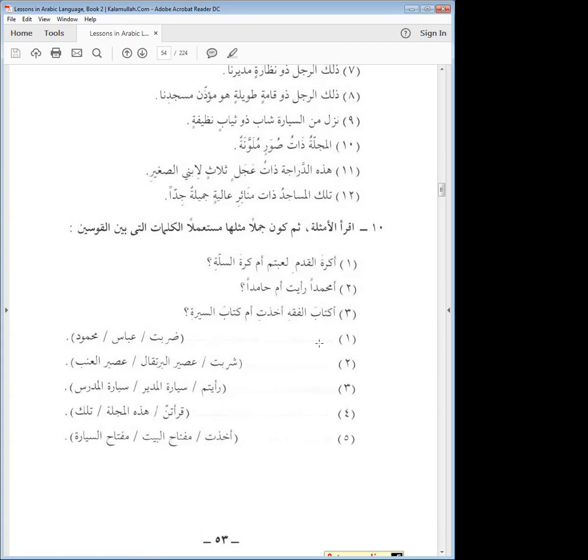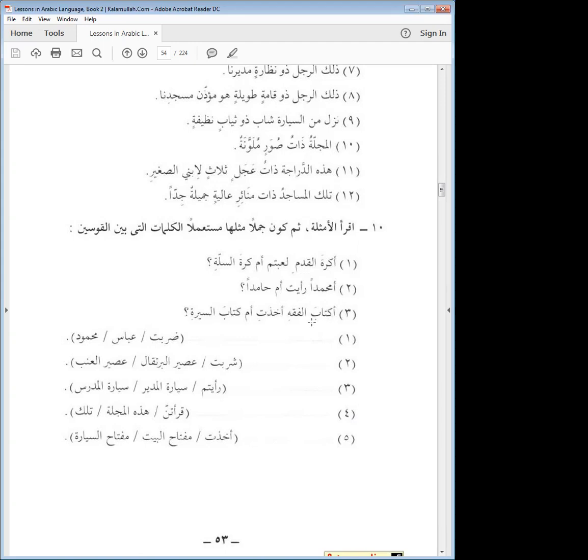Right. So the first example is a-kurat al-qadam la'ibtum am kurat as-sallah. Right. Did you play football or basketball? Football or basketball. And then you have here a-Muhammadan ra'aita am Hamidan. So looking at how we are using a and am. All right. So you're asking a question and you're given a choice. Is it this or this? All right. So how do you say or? We use am.